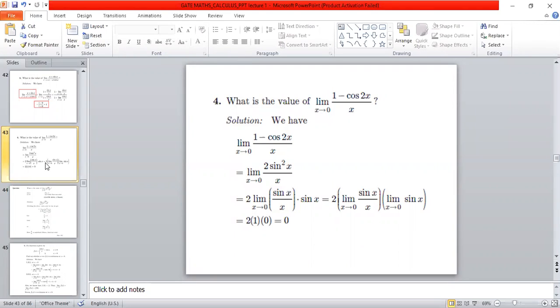Next question. The value of the limit of (1 minus cos 2x) upon x. Apply x as 0. So cos 0 is 1, 1 minus 1 is 0, a 0 by 0 form. So we have to take the derivative. The derivative of cos is minus sin. So it is minus minus plus 2 sin 2x upon 1, and applying x as 0, it is sin 0, which is 0. So the answer is 0.